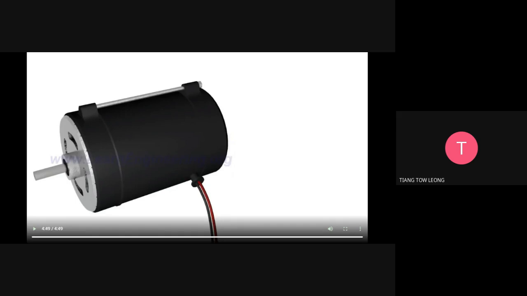Okay, so this is the so-called DC operation of the DC motor.